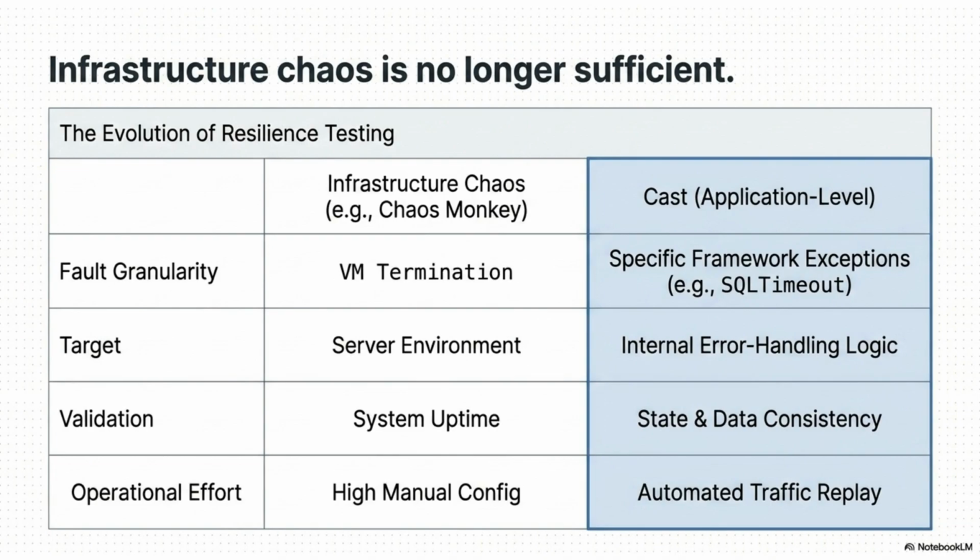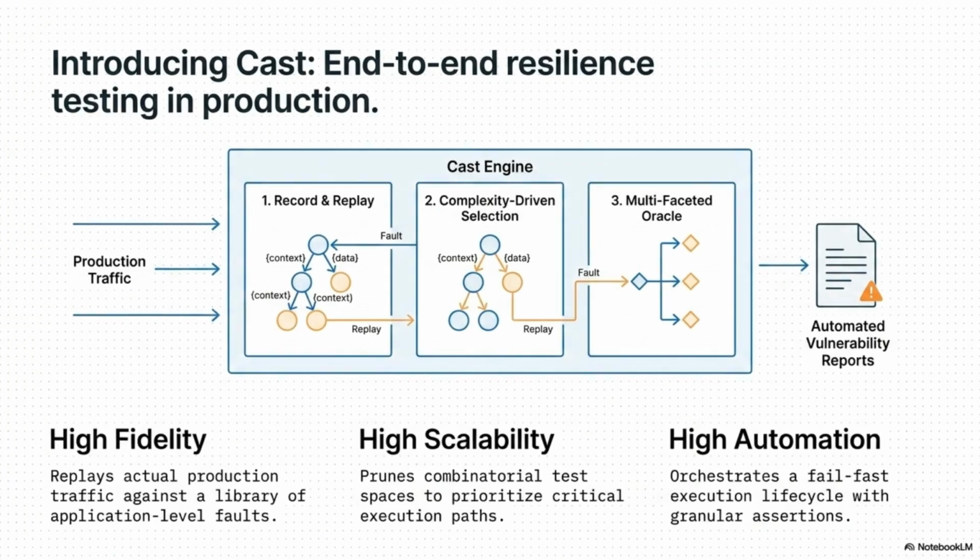Modern testing needs application-level faults, specific framework exceptions, and targets internal error handling logic, moving towards state and data consistency validation and automated traffic replay. Introducing CAST, an end-to-end resilience testing solution for production. It offers high fidelity by replaying production traffic against application-level faults, high scalability by pruning test spaces, and high automation by orchestrating a fail-fast execution lifecycle.